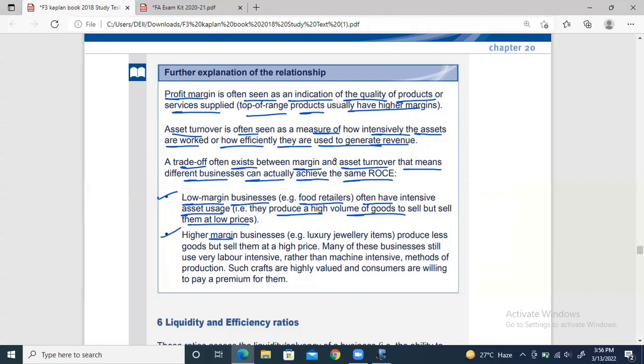And secondly, higher margin businesses like luxury jewelry items produce less goods but sell them at a high price. Obviously, their cost is much less, but the profit is much high in this case. Many of these businesses still use very labor intensive rather than machine intensive methods of production. Such crafts are highly valued and consumers are willing to pay premium price for them. Right. So this was the explanation for this relationship.